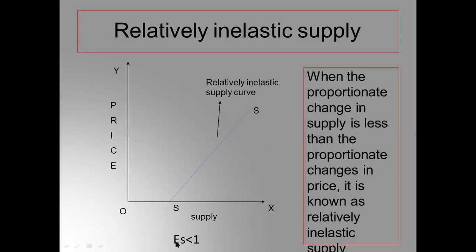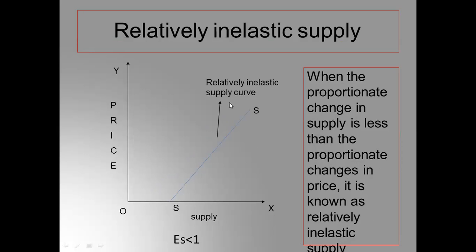Then you have relatively inelastic supply. Now, children, relatively inelastic supply is where your elasticity is less than 1. And when the proportionate change in supply is less than the proportionate change in its price, it is known as relatively inelastic supply. Okay. So as you can see here, the supply curve is starting from the x-axis, not from 0, not from the y-axis.